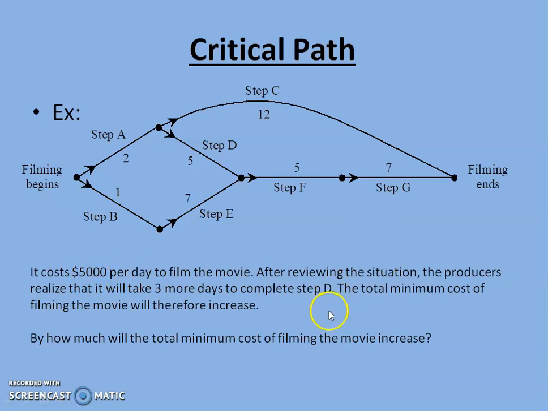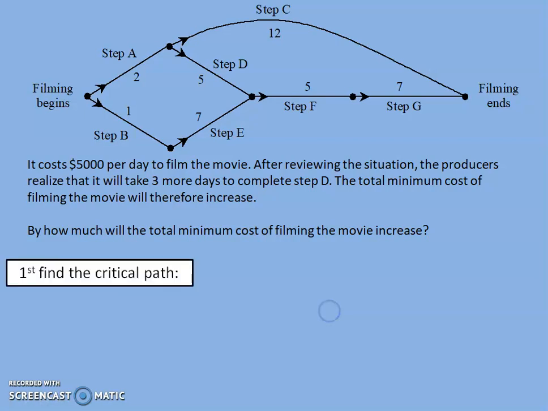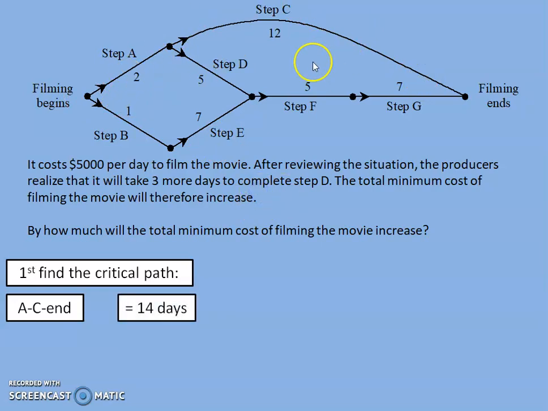So in order to answer that question, by how much will it change, we have to figure out the cost at the beginning, which means the minimum time at the beginning, and figure out what impact the change has. So remember that to find the critical path, I have to find the weight or the total value of each path that goes from beginning to end of the process. So here's one, A, C to end. If I add that up, that's a total of 14 days, 2 plus 12.